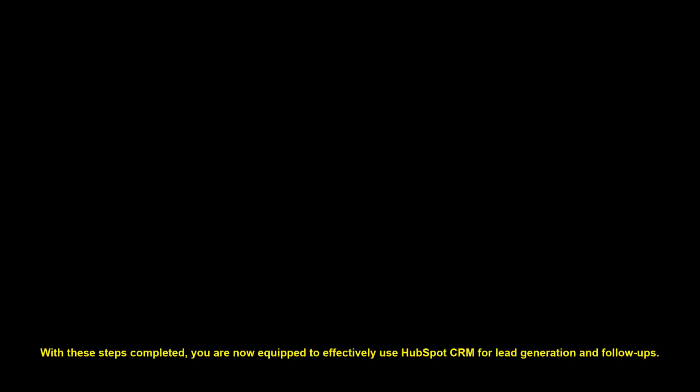To track lead engagement, navigate to the Reports tab in the sidebar. Explore the analytics available, such as contact activity and email performance. Make adjustments to your lead generation strategies based on this data. Regularly revisit your workflows and properties to ensure they meet your evolving needs. With these steps completed, you are now equipped to effectively use HubSpot CRM for lead generation and follow-ups.